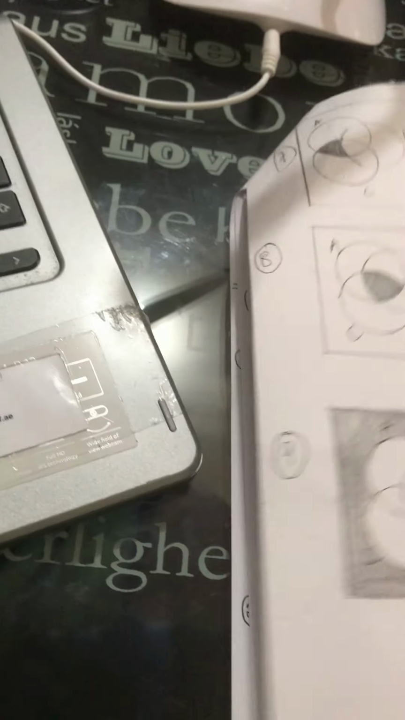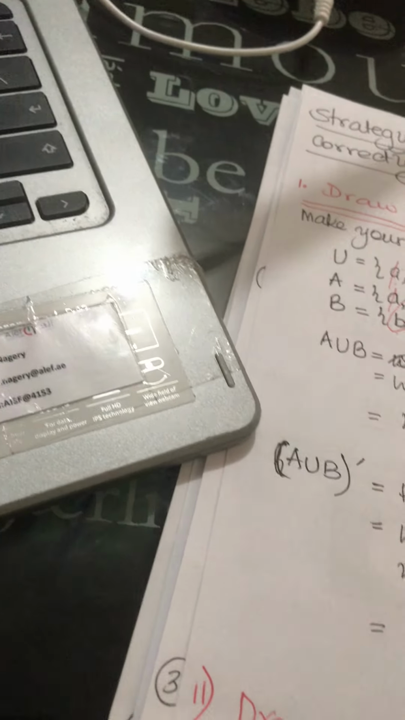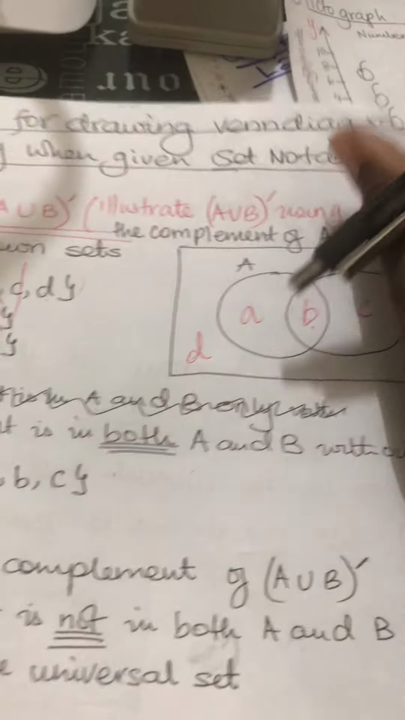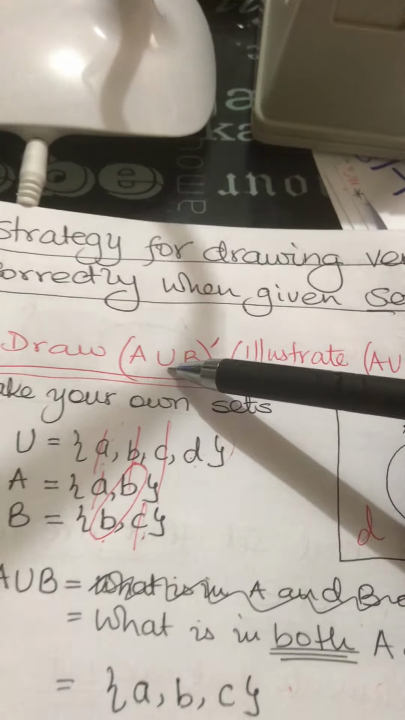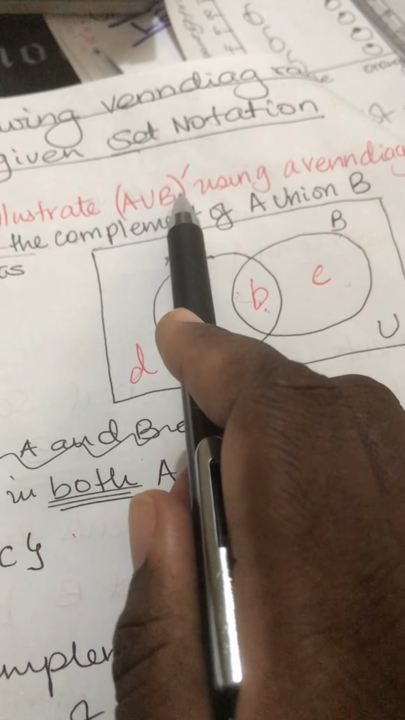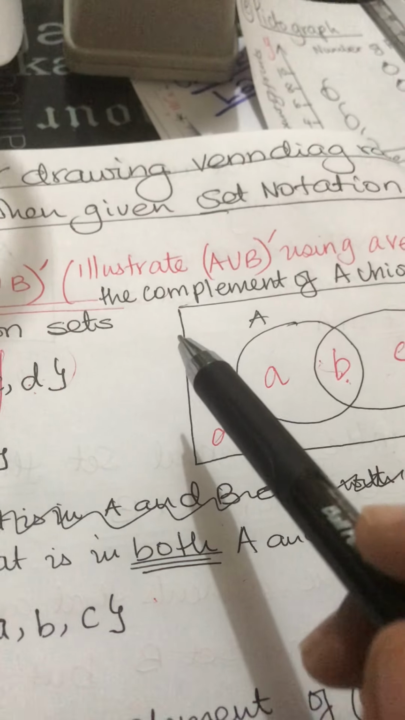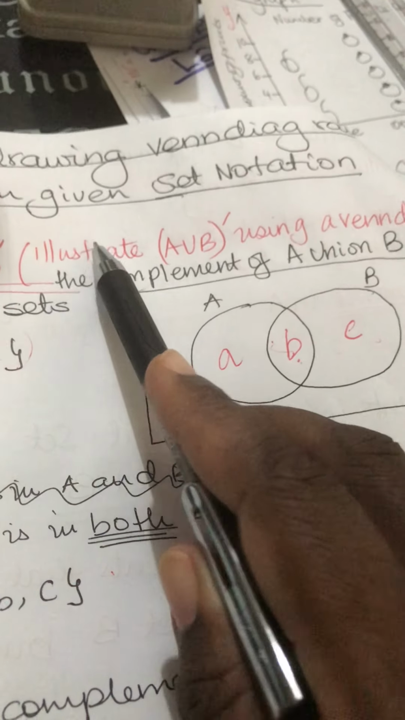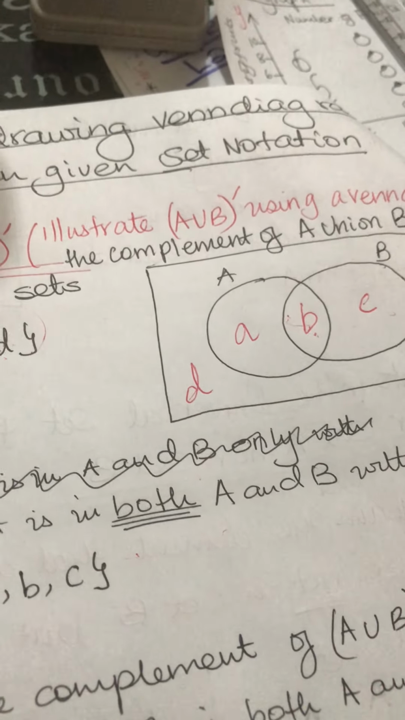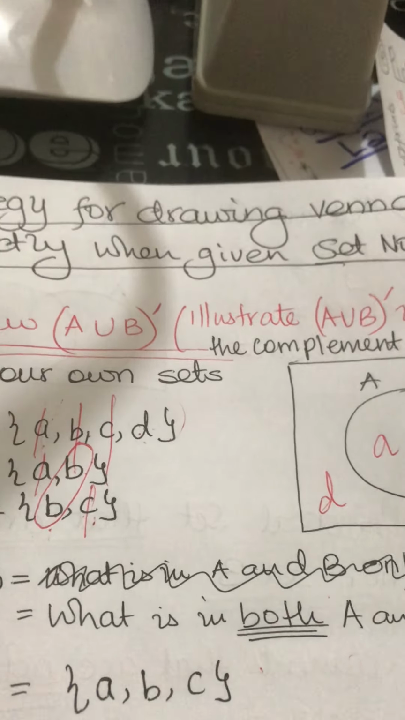Okay? Now, let us do an example from lesson part 1. And we do an example from part 2. Okay. So the question told you to draw A union B complement. It will say illustrate A union B complement using a Venn diagram. That's what you will see. Okay? So what does this mean? The complement of A union B. Whatever is not in A and whatever is not in B. That's what this question wants.